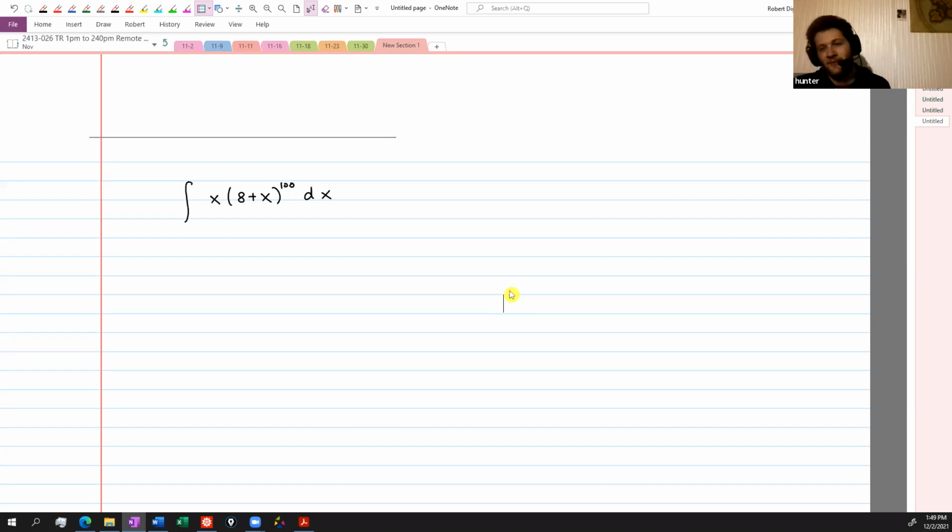But look, it would effectively kill off our exponent of 100. It'll do something. You've got to take a swing, right? So Anna Maria is suggesting we do u equals x plus 8.